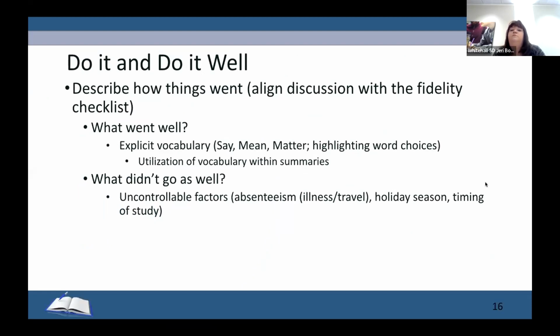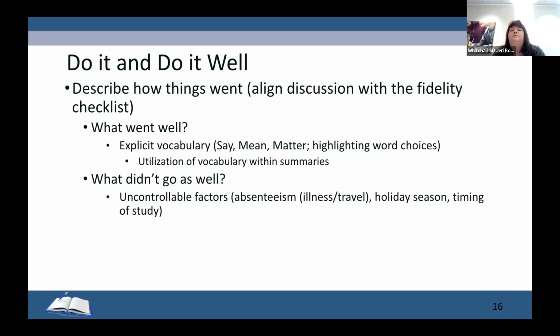So what went well was the explicit vocabulary instruction. I had students verbally answering questions in class and using their vocabulary as they were answering the questions in class and having a conversation. And so I would say that went really well. We saw the vocabulary showing up within the summaries, and they were using the words correctly. Yeah. They weren't just plopping the word in. It was clear that they demonstrated the knowledge of how that word was supposed to be used.